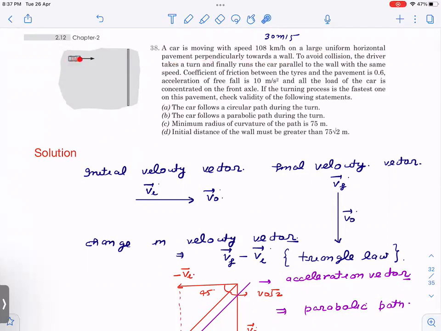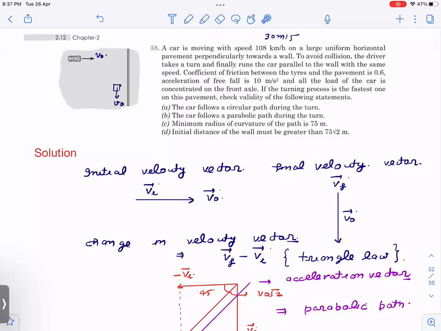You can see it is moving perpendicularly to avoid collision. So if it moves continuous straight, it will collide with the wall, right? We can see the driver takes a turn and finally runs the car parallel to the wall with the same speed. So this is going to happen. So finally the car is going to move this way with the same speed, right?